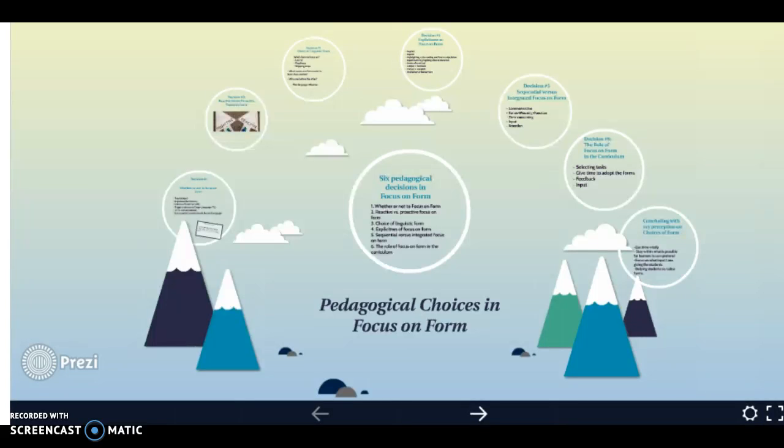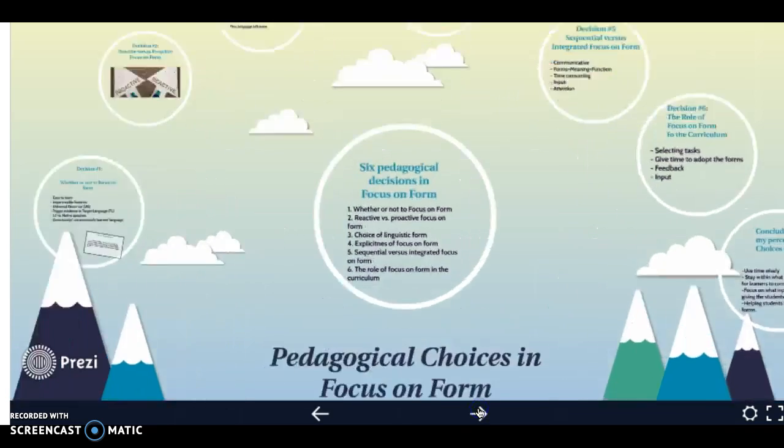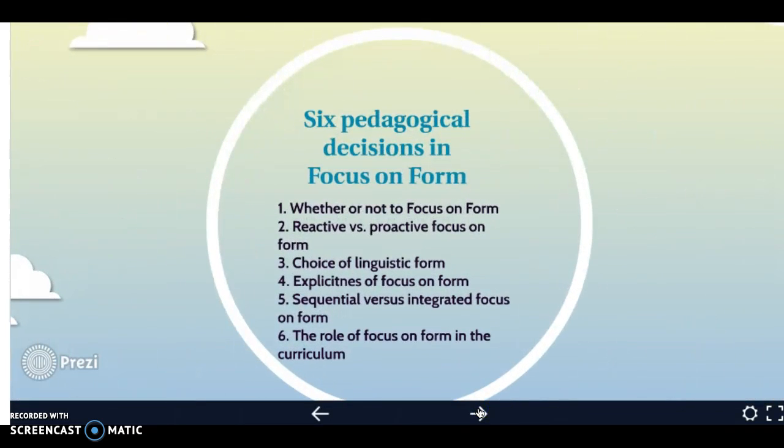In their article, Pedagogical Choices and Focus on Form, Catherine Doughty and Jessica Williams say that, being teachers of English as a foreign language, it is our goal to teach English for communication, or in other words, work on development of the communicative competence. Leaving learners to themselves is not the best plan.